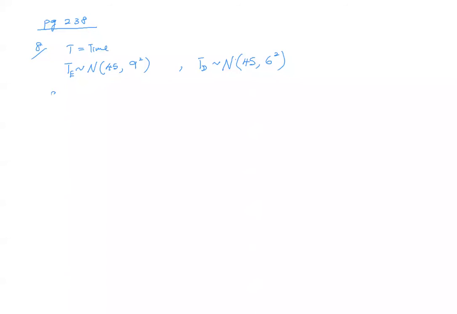do part A, probability of time taken for Eric is between 32 and 40. Okay, so you know what to use? You know what to use, huh? Yeah.